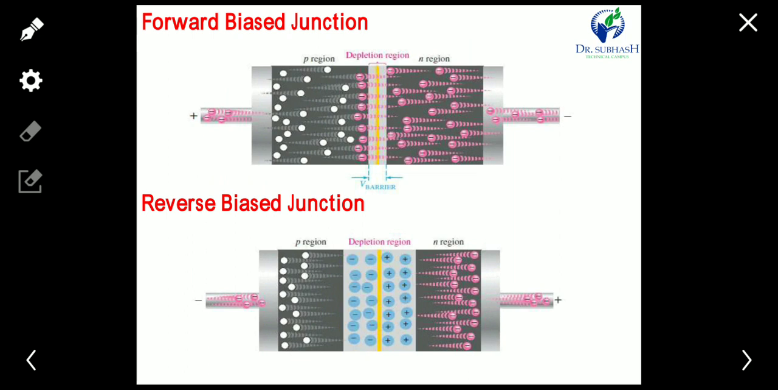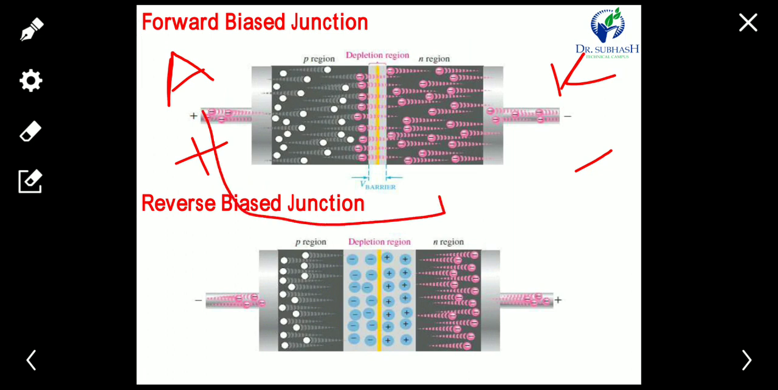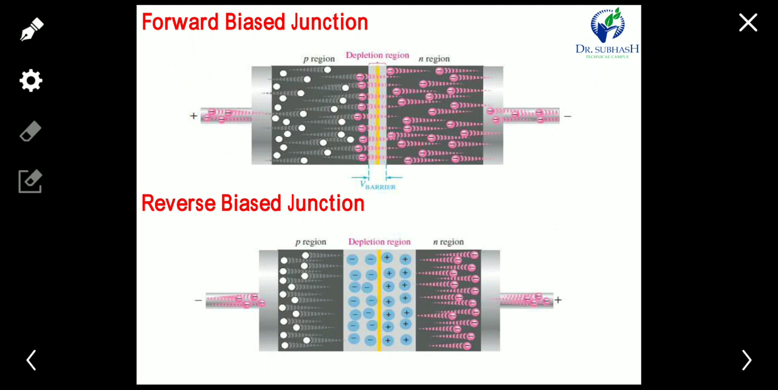Now what is the condition of forward bias? The anode is positive and the cathode is negative. When we connect a battery with this side positive and this side negative, this condition is known as forward bias. In forward bias, the depletion region is very narrow and it allows current to pass. The direction of current is like this and the flow of electrons is in the reverse direction. You have to remember: anode positive, cathode negative, so the diode is in forward bias.